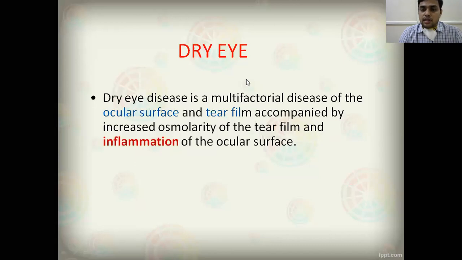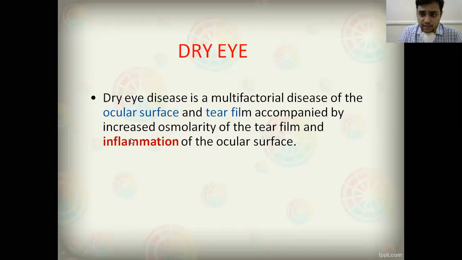Coming to the next topic, that is dry eye. So what is dry eye? You may all think that dry eye is nothing but inadequate water in the eyes, but it is not that simple. The definition of dry eye is that basically it's a multifactorial disease. It also involves the ocular surface, along with the tear film, accompanied by increased osmolarity of the tear film. Here in case of dry eye, we see a hyperosmolar tear film and there is inflammation of the ocular surface. This you have to remember.